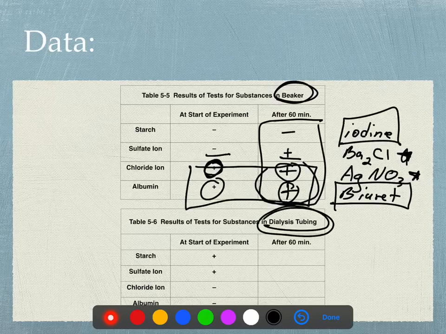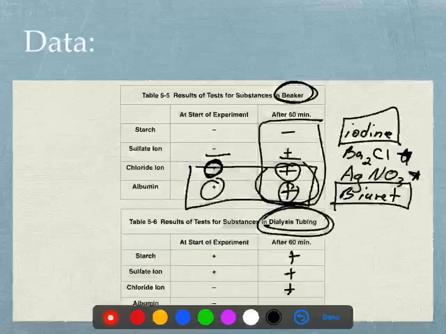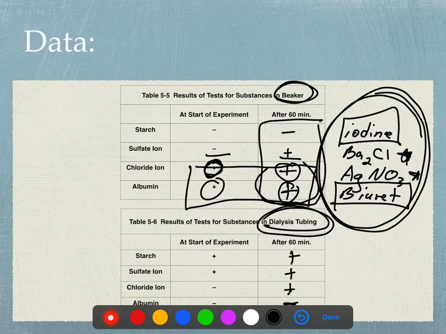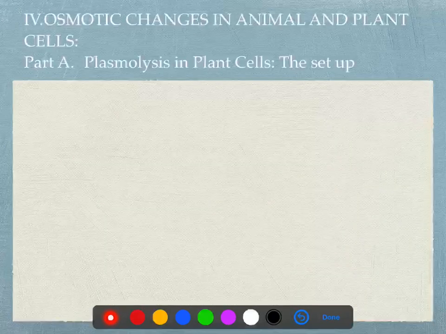Okay, let's now look at the dialysis tubing, the bag. Starch was in it at the beginning, so starch should be in it at the end. Sulfate ion was in there at the beginning, so it should be at the end. Chloride ion, it wasn't there, but we agree that it was small enough to get through. And then albumin, it wasn't there at the beginning, still not there at the end. So I want you to go back to your tables and insert this data, but I need you to be able to tell me how you tested for these to determine if they were able to get through the bag or not.